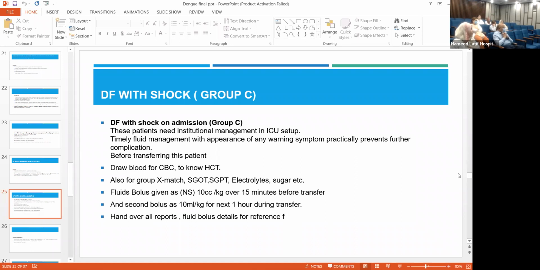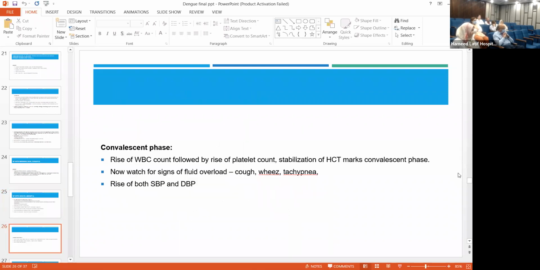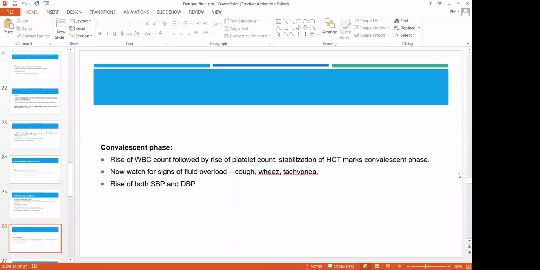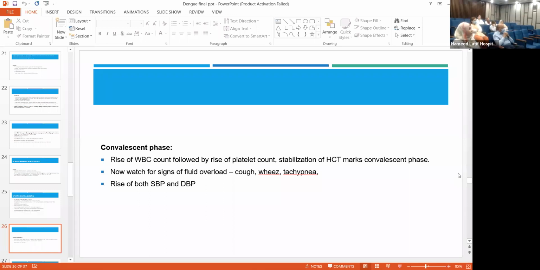And then the second bolus of 10 ml per kg for the next 1 hour, during transfer of the patient to the ICU. And then we should hand over all the reports and the fluid bolus details to the team over there. In the convalescence phase, there is a rise of WBC count followed by rise of platelet count, and stabilization of hematocrit. This shows the convalescence stage.